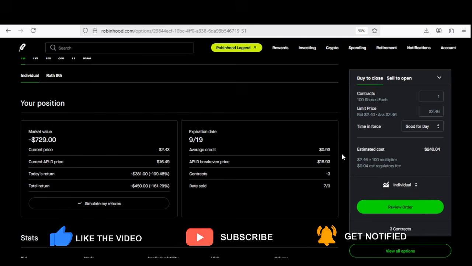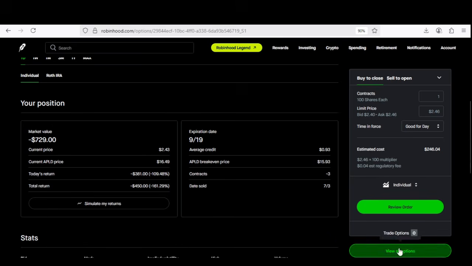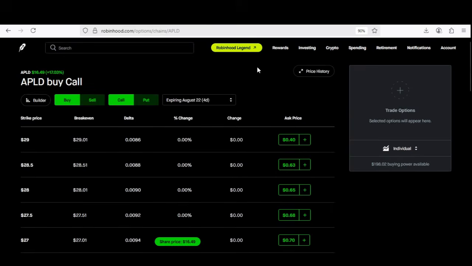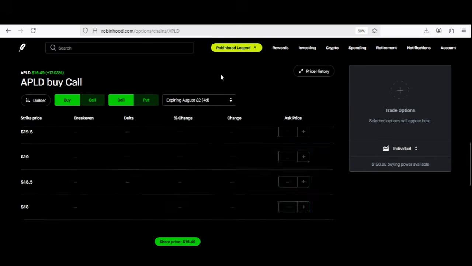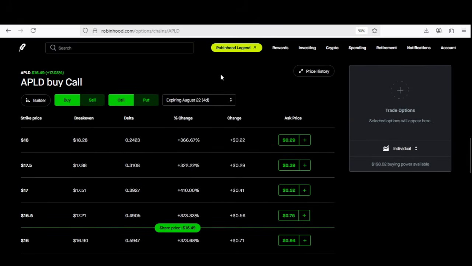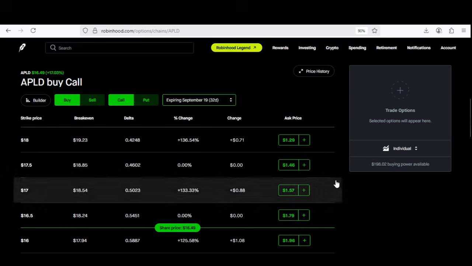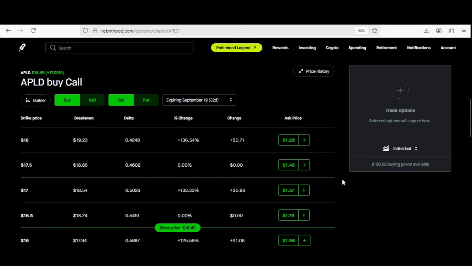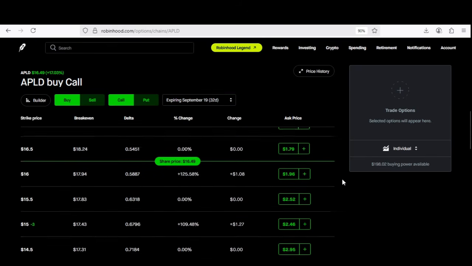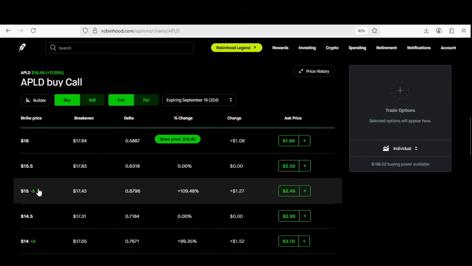So what we're going to do now, we're going to go ahead to view all options down here. And then we're going to close both the covered call and the long call simultaneously. So we're now going to have buy, we're going to have call, we're going to look for our expiration date. I really hope this is not too complicated for you guys. So our expiration date was September 19th. Let's go ahead and find that. Now, for the covered call, the strike price was 15 right here.